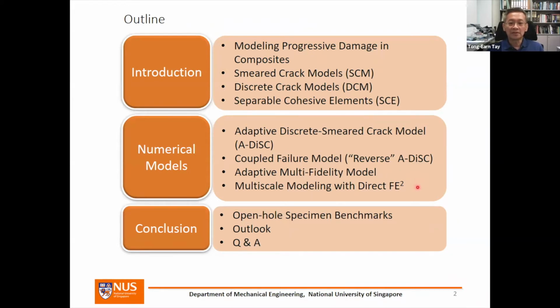And then I'll talk a little bit about the most recent work that my group and colleague, Vincent, is working on: multiscale modeling with something we call the direct FE squared. And most of the talk here will be benchmarked. The results will be benchmarked with open hole specimens, and then we will conclude with some comments on the future outlook for progressive and multi-fidelity modeling.